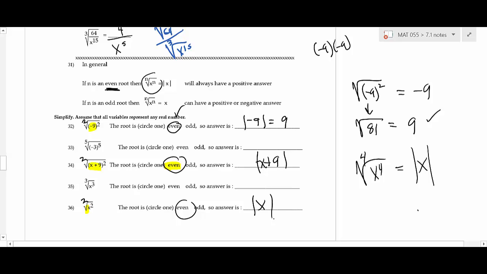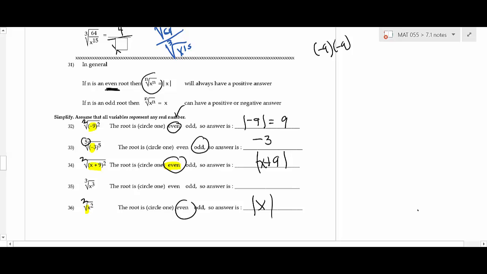Now the odd roots go like this. I'll explain this with this number 33. This is an odd root because that's a 5th power. So what you do is the answer is whatever is being raised to the 5th. But you don't worry about absolute value. That's the answer. Here's why. Let me show you. Hopefully this will help you begin to make sense of this.